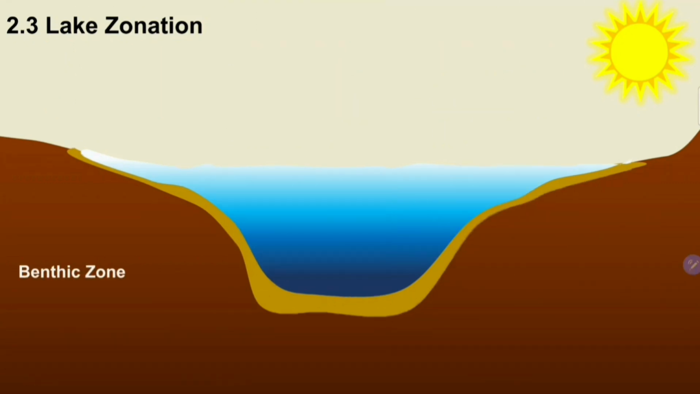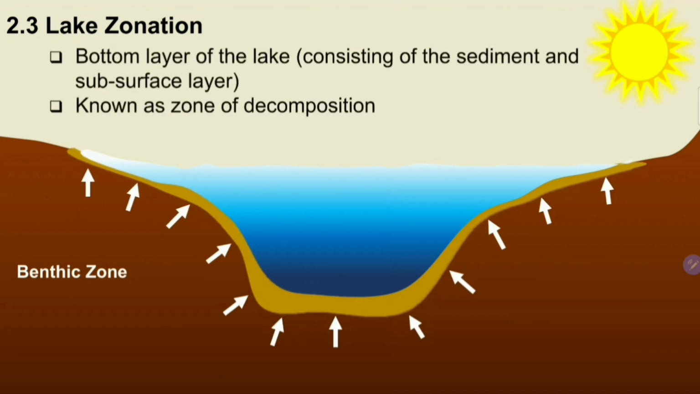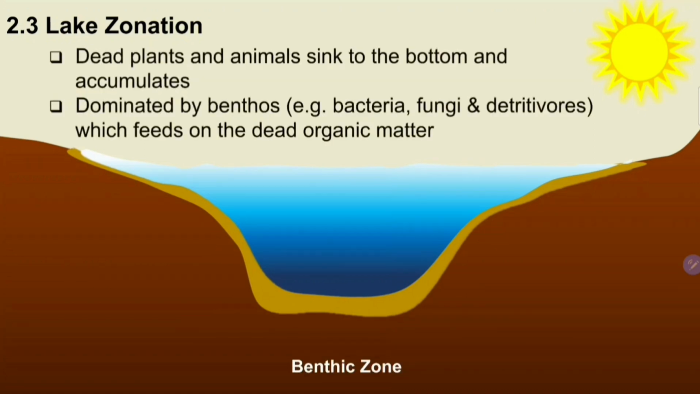The last layer is the benthic zone. This zone is the bottom layer of the lake consisting of the sediment and the subsurface layer. This zone is also known as the zone of decomposition. Sebab dekat sini, the main process adalah decomposition. In the benthic zone, dead plants or animals will sink to the bottom and accumulate. So itu yang akan jadi sediment.